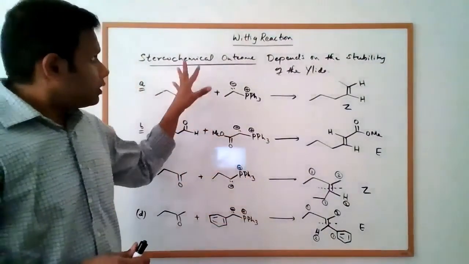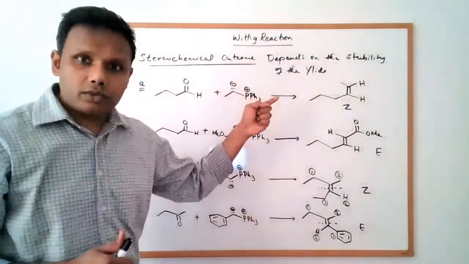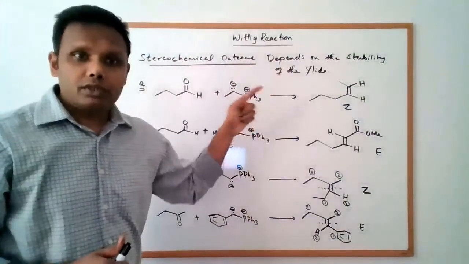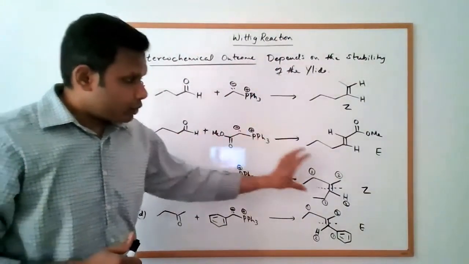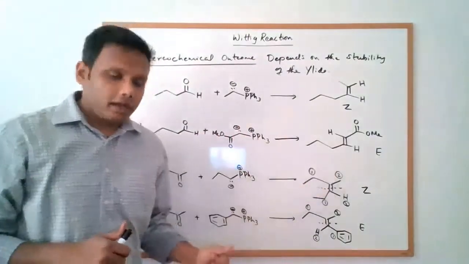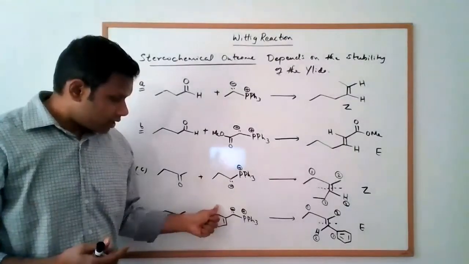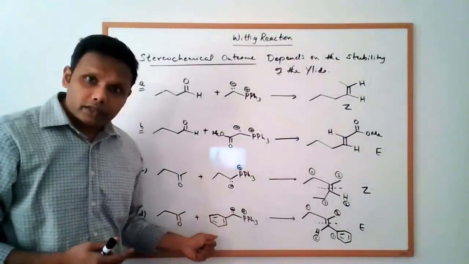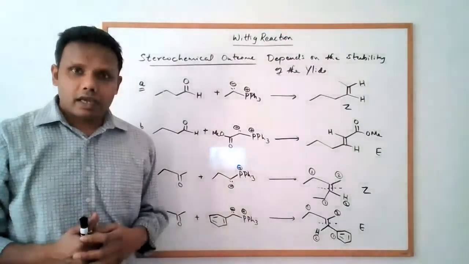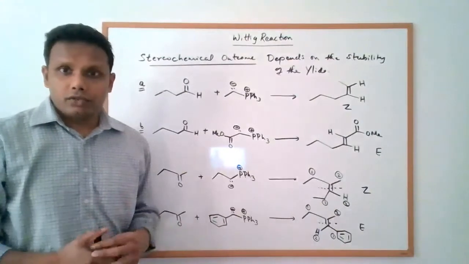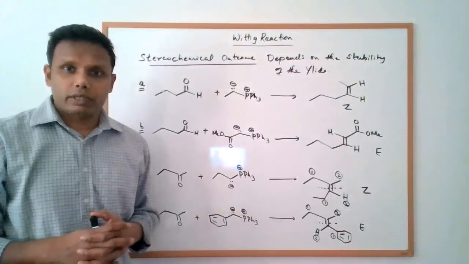So whenever a carbonyl compound reacts with an ylide, the stereochemical outcome is determined by the stability of the ylide. When you deal with a simple ylide, the product is a Z alkene. And if you're dealing with a stabilized ylide, something that bears a group that can do resonance or maybe an electron withdrawing group, then the product is an E alkene. So I hope you find these examples helpful as you study this new reaction of carbonyl compounds.